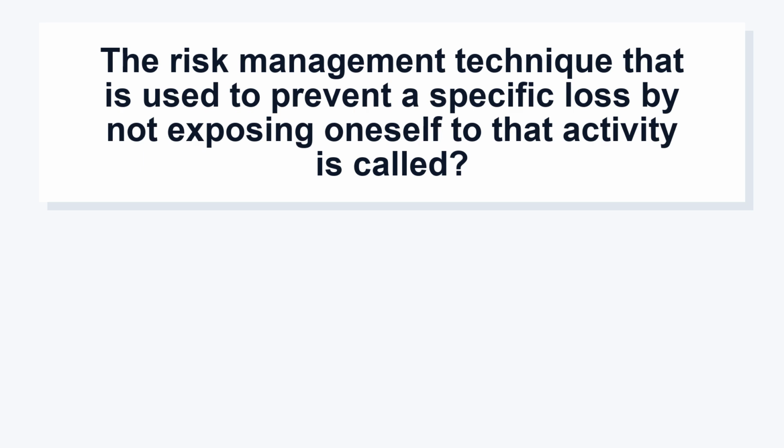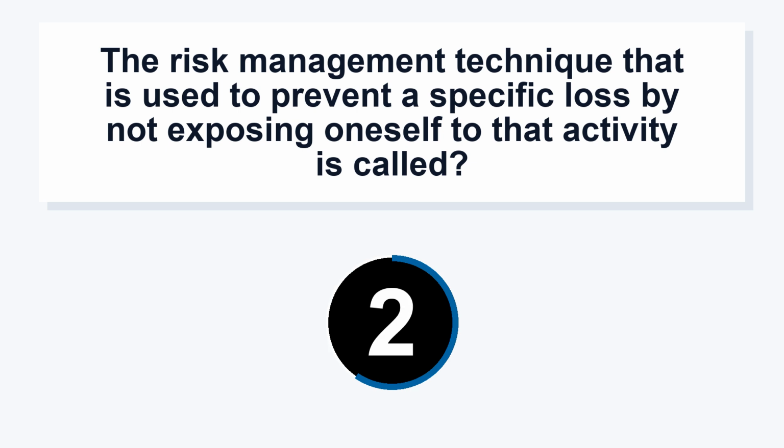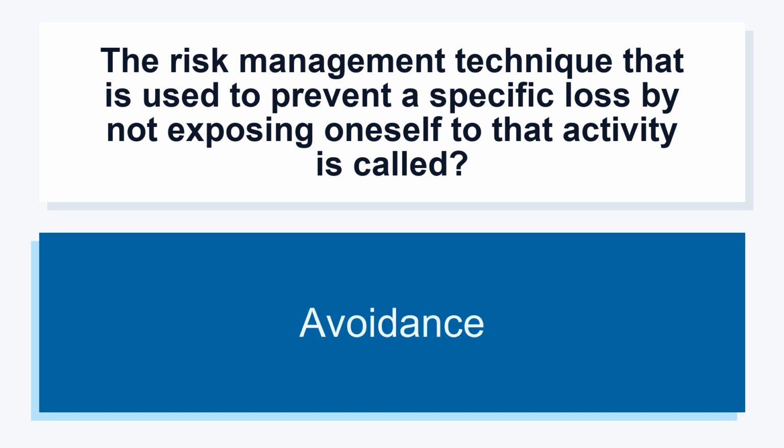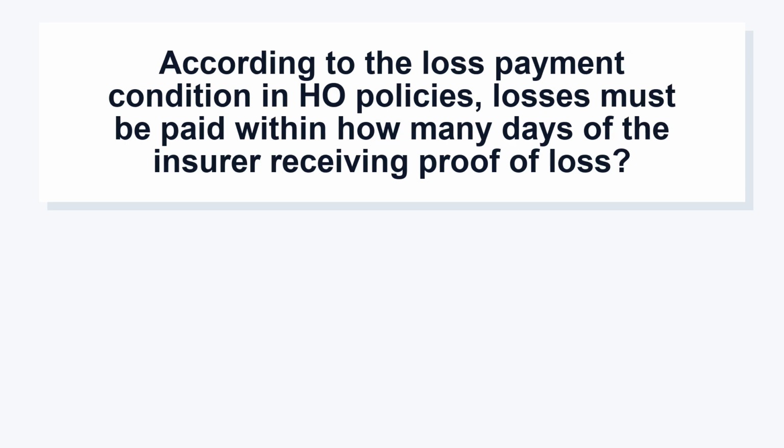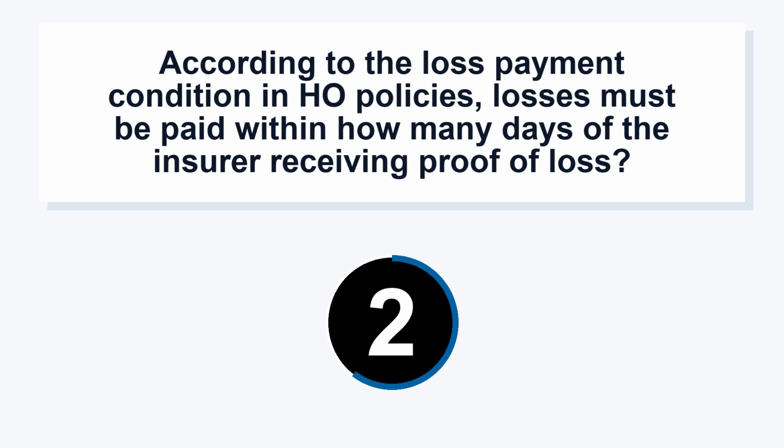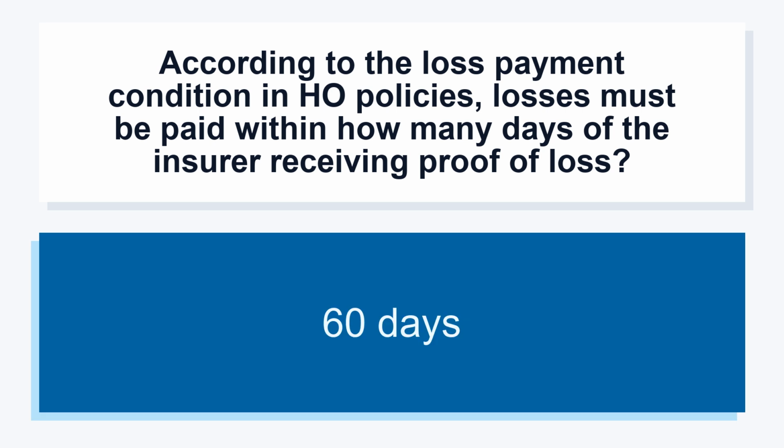The risk management technique that is used to prevent a specific loss by not exposing oneself to that activity is called avoidance. According to the loss payment condition in HO policies, losses must be paid within how many days of the insurer receiving proof of loss? 60 days.